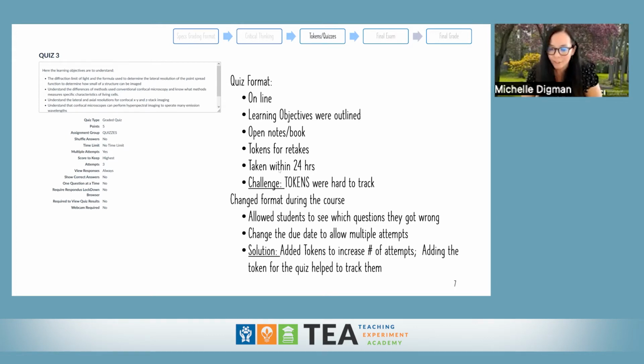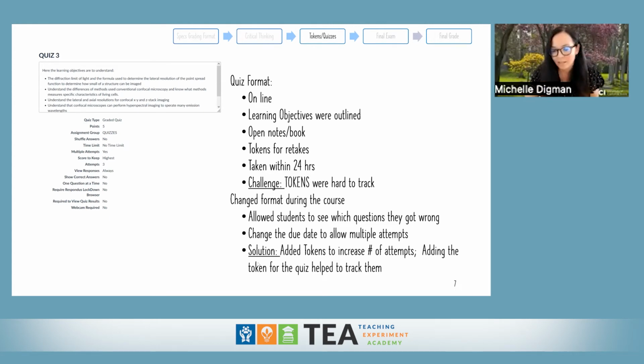And in the first half of the class, they were doing it within 24 hours, but it was really difficult for me to track the tokens. So I extended the deadline of the quiz. They could take it in about 4 or 5 days. That gave them enough time that they know if they didn't pass, they could use their token to retake it.